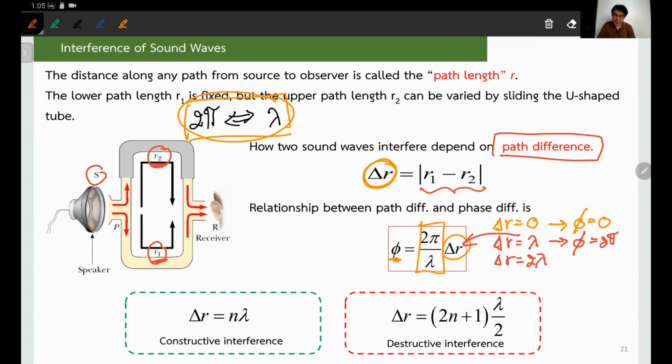What happens if the path difference is 2 lambda? You can guess now. The phase difference will be 4 pi, and that would be constructive interference again. So now you can get the conclusion here: if the path difference is a multiple of the wavelength, that's when you get constructive interference. Nice. Try again. What if the path difference is half the cycle? When you say half the cycle, in meters that is half the wavelength.